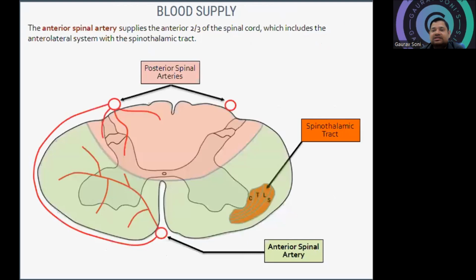Now we have to see the blood supply. The anterior spinal artery supplies two-thirds of the spinal cord, which also includes the anterolateral system with the spinothalamic tract. So it is actually the anterior spinal artery which supplies all the blood to them. You can see the spinothalamic tract here and the anterior spinal artery, which gives supply to that particular region.